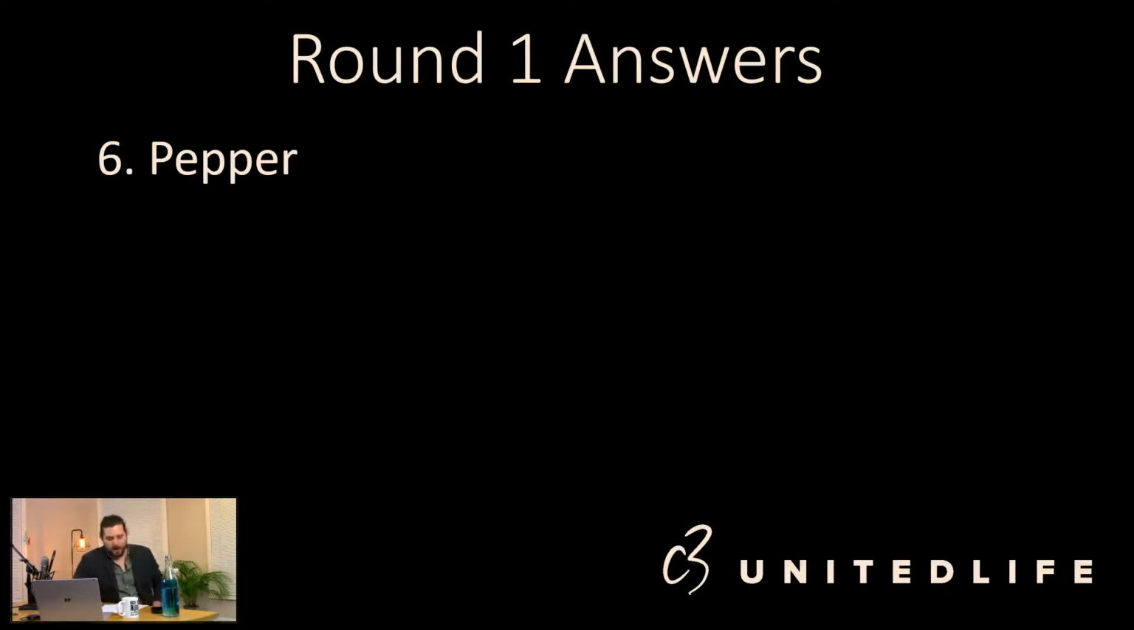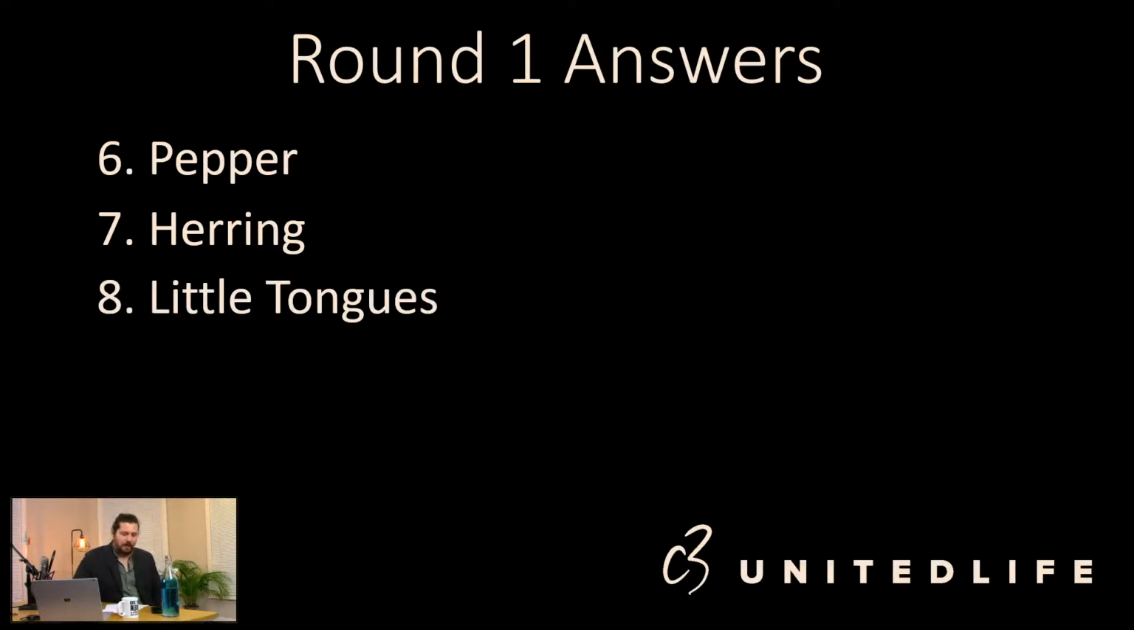Number 7, what is the most widely eaten fish in the world? The answer is herring. Herring is the most widely eaten fish in the world. For any Italian speakers out there, they would have loved question 8. What is the literal meaning of the Italian word linguini? It is little tongues. Little tongues is the literal meaning of linguini.